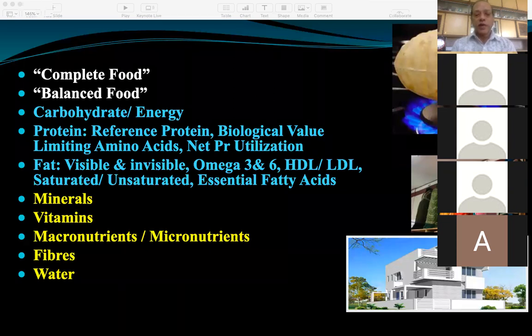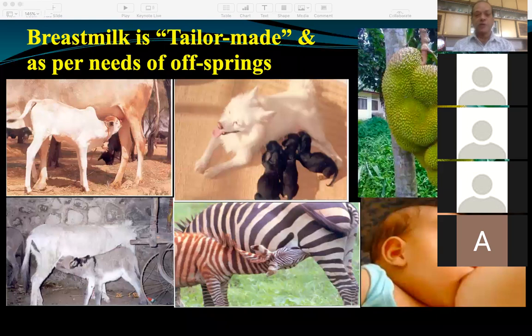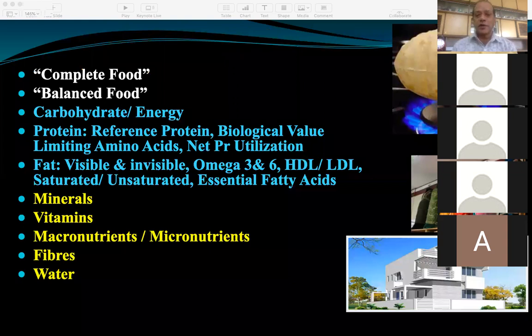Omega 3 and omega 6 you should know. We should know the various other components of the fat, that is HDL and LDL, high density lipoprotein and low density lipoprotein, saturated and unsaturated fat, essential fatty acids. This all you must have learned in biochemistry, so we'll not go into detail.